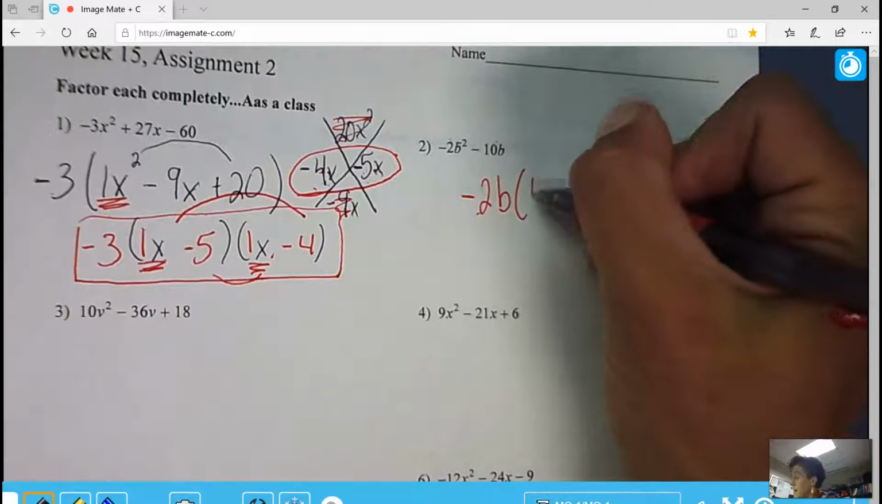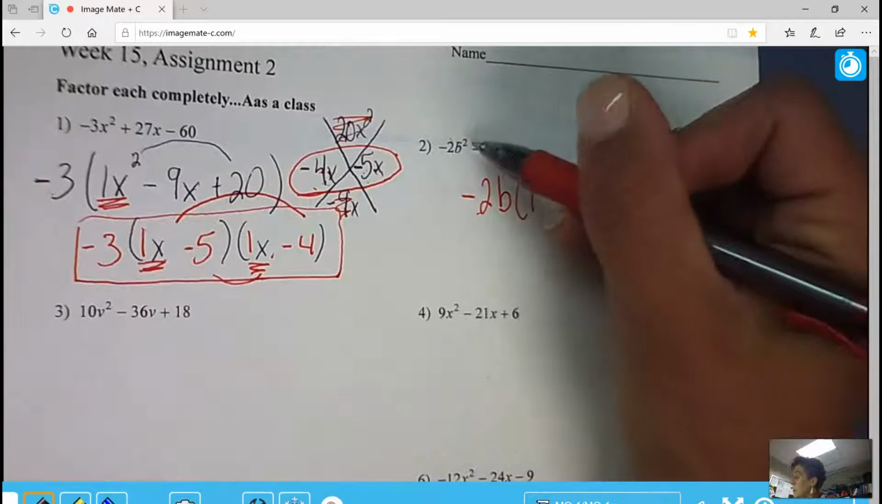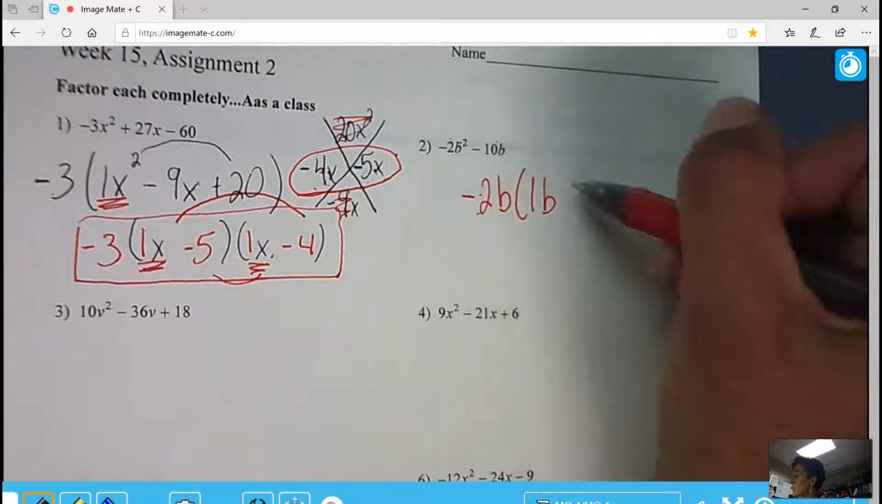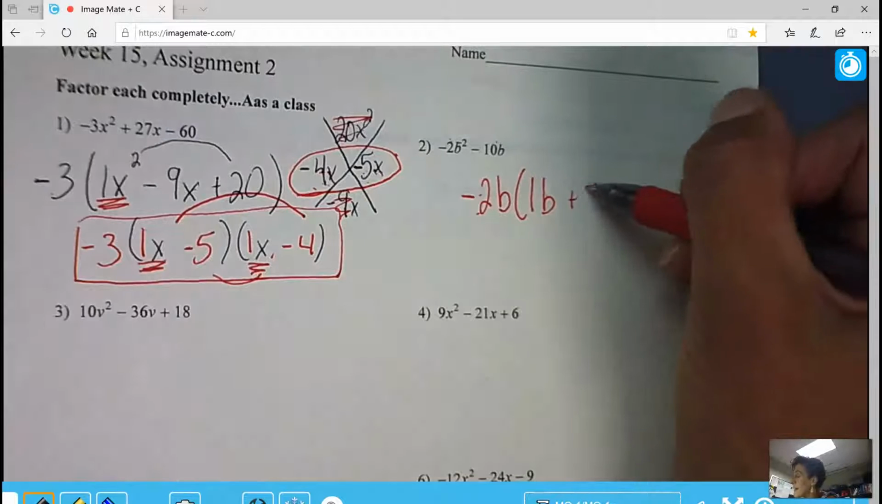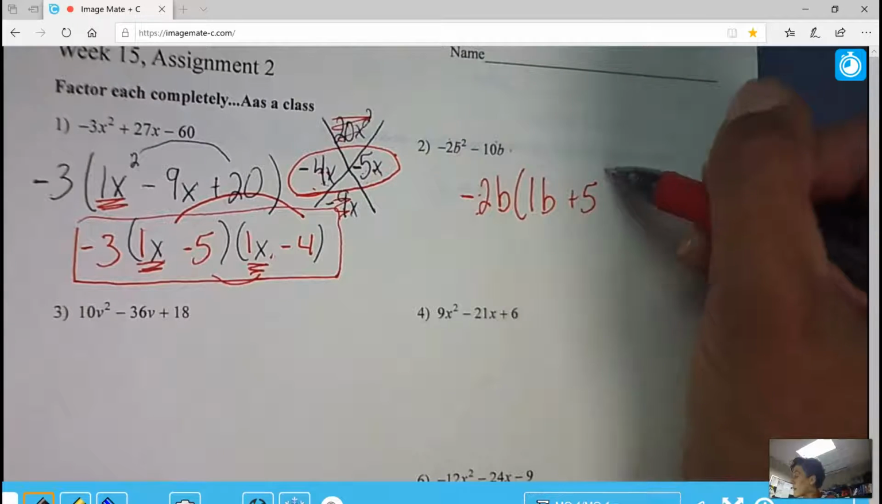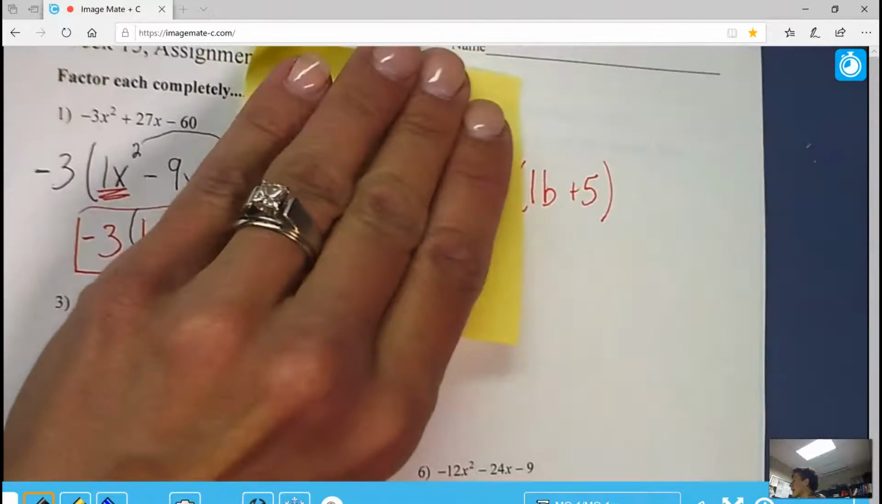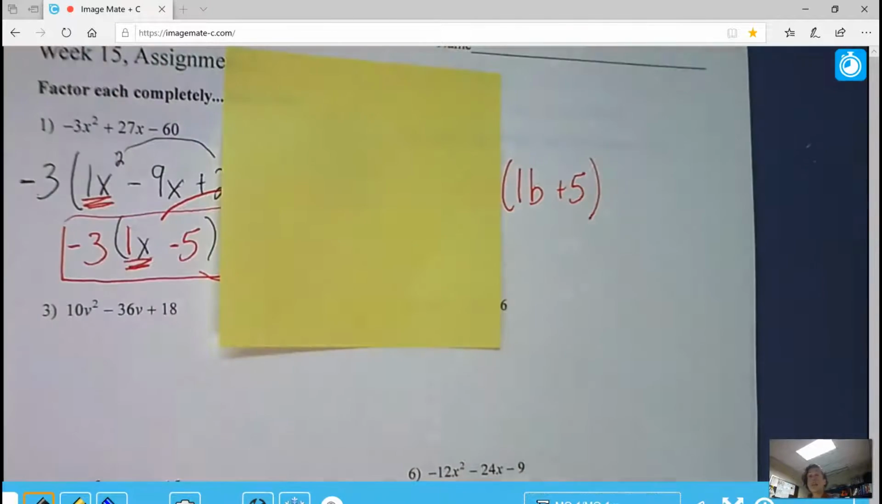Well, that's just 1. And then I took one of these b's away, so there's 1 b left. And so now negative 2 times what makes negative 10? That's a positive 5. And I took this b away, so there are no more b's for that term. So now I'm going to cover up my GCF and look at what's in the parentheses.